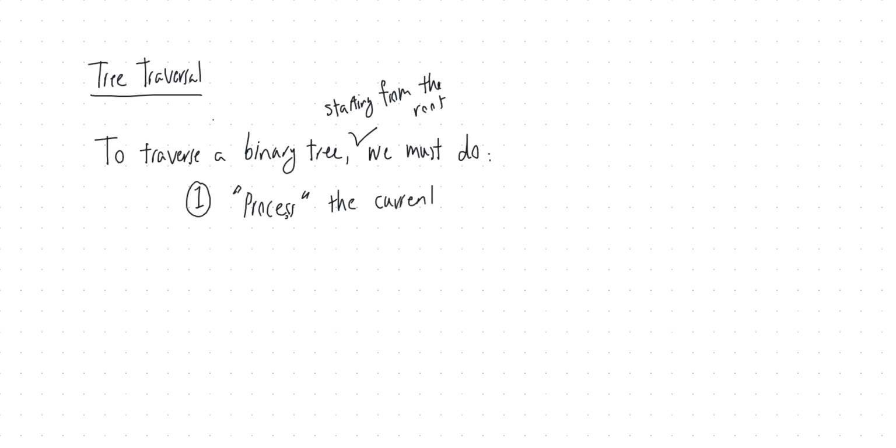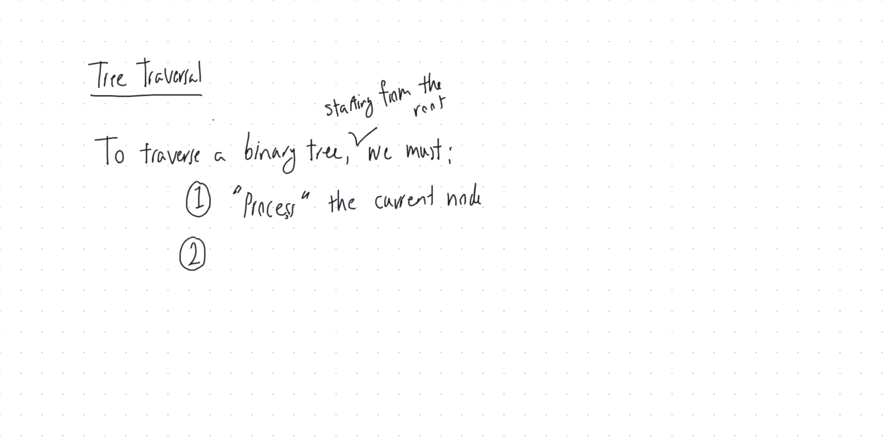Again, whatever processing is: if you're searching, then you compare the value that you're looking for with the value that is stored at the current node. If you're doubling the value, you double the value in the current node. If you're printing them, you print the value in the current node, whatever that is. To process that, that's one thing that you need to do.